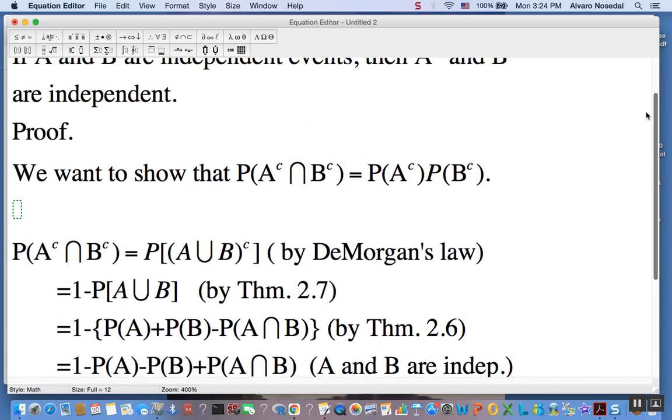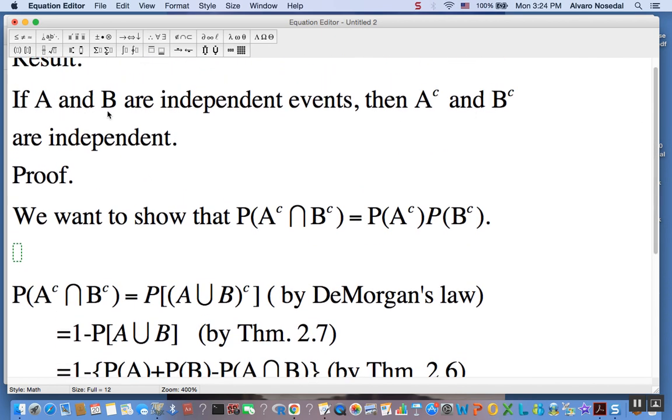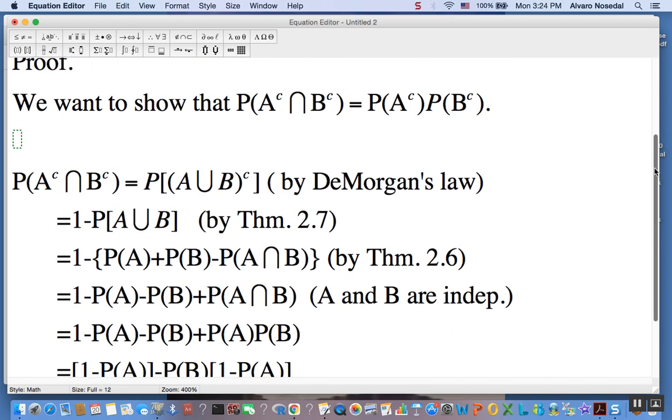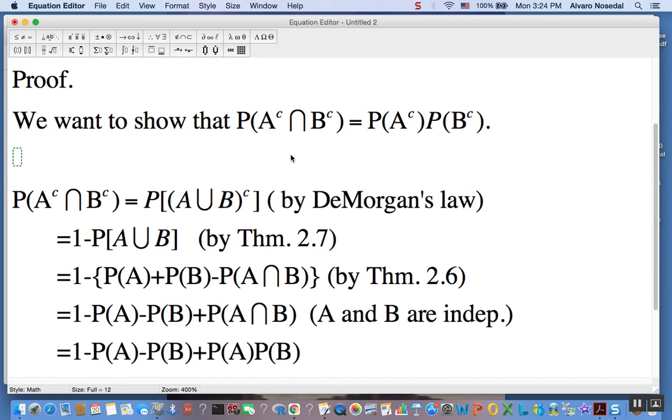We just showed this, that if A and B are independent events, then A complement and B complement are also independent. And again, from a practical perspective, independence is going to be something desirable for computational purposes, because then you get to find the probability of the intersection, like the probability of a product. Make sense? Okay.